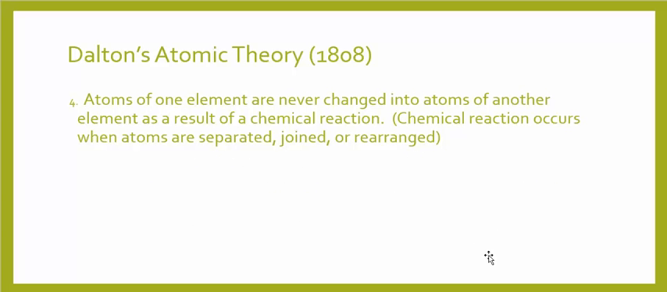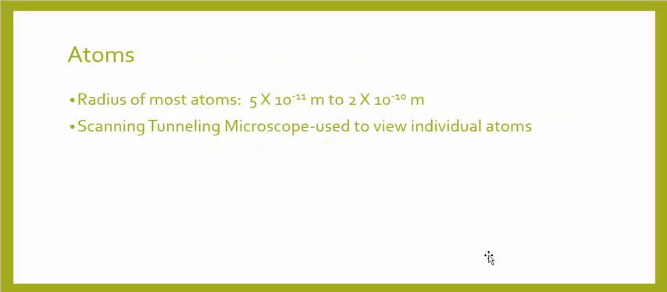Number 4, atoms of one element are never changed into atoms of another element. So I can't change oxygen into carbon as the result of a chemical reaction. And that's true. In a chemical reaction, all we're doing is rearranging those atoms. So even though some parts of Dalton's atomic theory are not correct as we know them today, I want you to know the 4 postulates in his atomic theory. So know the 4 parts.